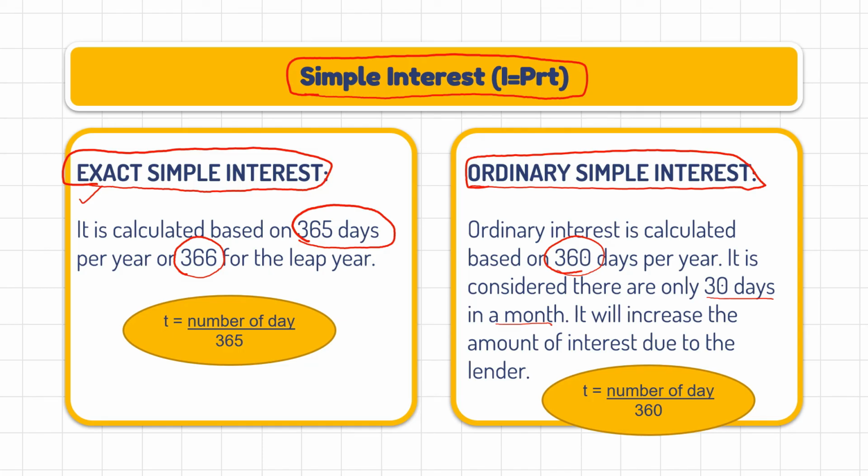Because in the question, it will give you time in days. So you need to know how to convert days into years. These are the indicators. For exact simple interest, you should use T equals number of days over 365. For ordinary simple interest, if the question gives you T in days, you need to convert such that T equals number of days divided by 360.